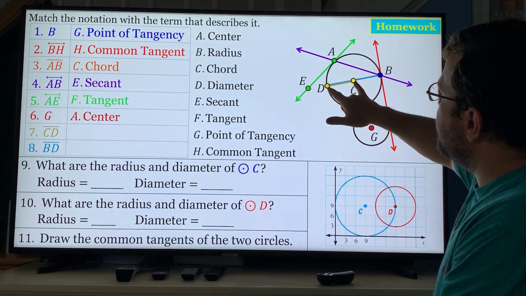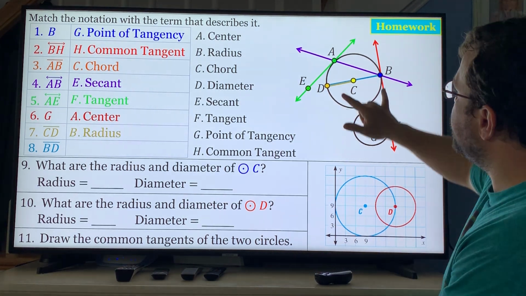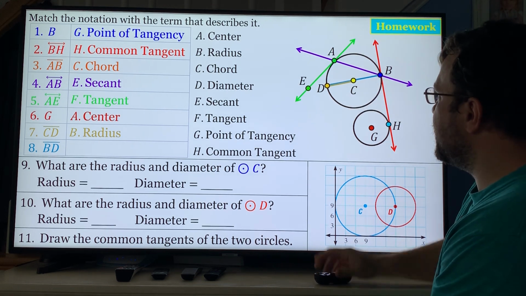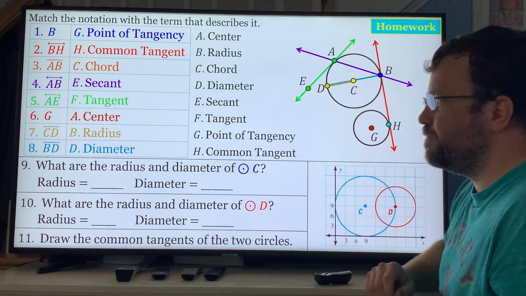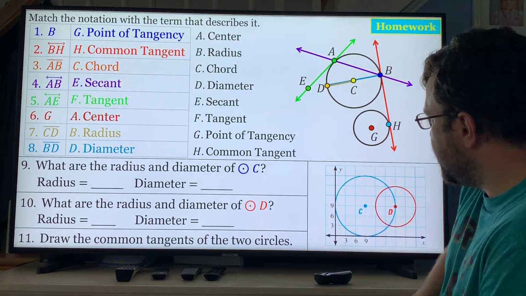CD, segment C to D, that would be your radius. And segment BD would be a chord, but more importantly, it is a diameter because it passes through center C. All right, so that would be your definition section. What is the radius and diameter of circle C?